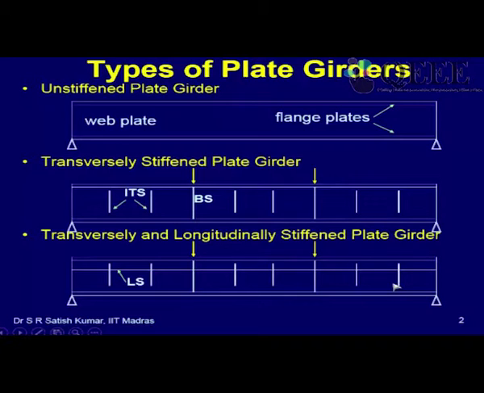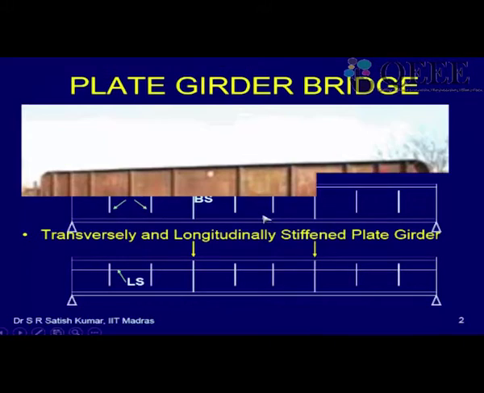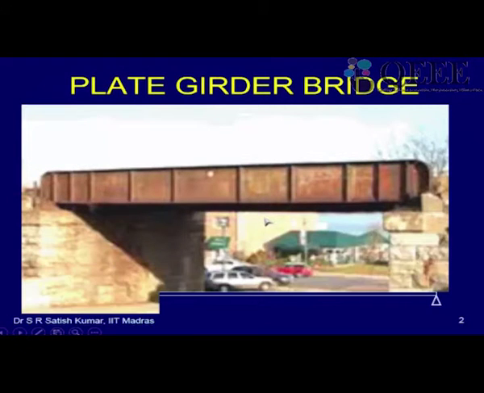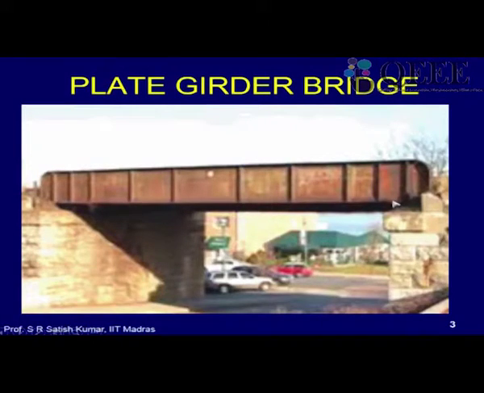So we have three types. Basically this is just a classification. We will be designing generally the middle one, plate girders with stiffened webs. Okay. So this is a typical photo of a plate girder with stiffened webs.